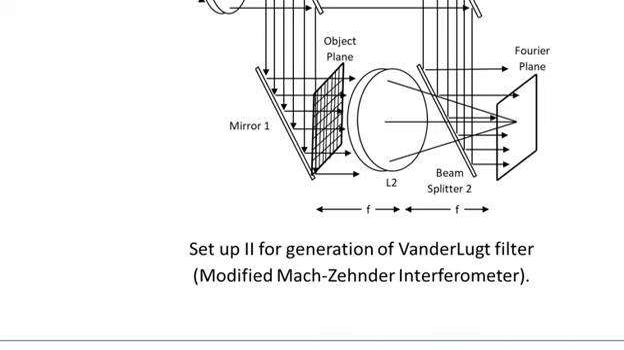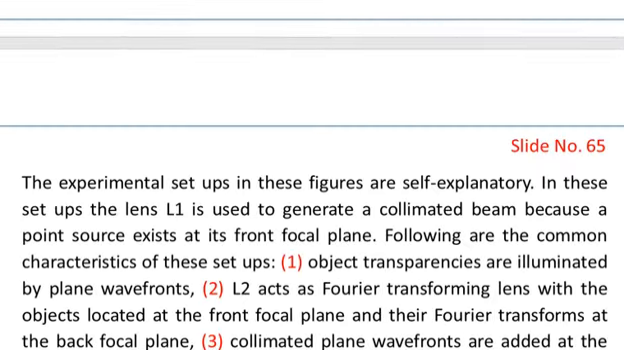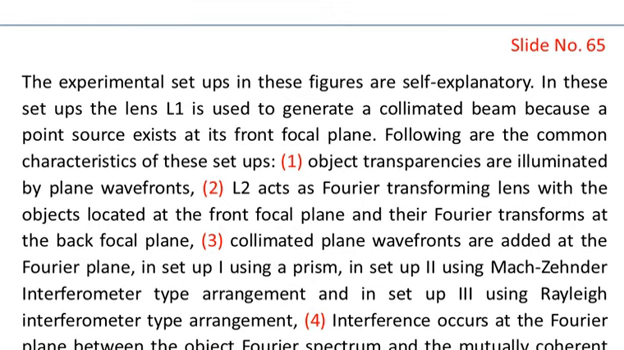Now we compare the features or the properties of these setups. The experimental setups in these figures are self-explanatory. In these setups, the lens L1 is used to generate a collimated beam because the point source exists at its focal plane. Following are the common characteristics of these setups.